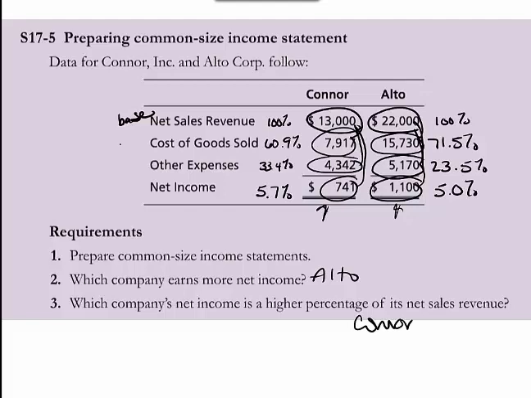And the difference here is in the cost of goods sold. You can see that Connor has a lower cost of goods sold as a percent of revenue than Alto does. They have a higher other expense, but that's smaller. So since cost of goods sold is their primary expense, having a lower cost of goods sold as a percentage of the revenue is why they're able to yield a higher income.